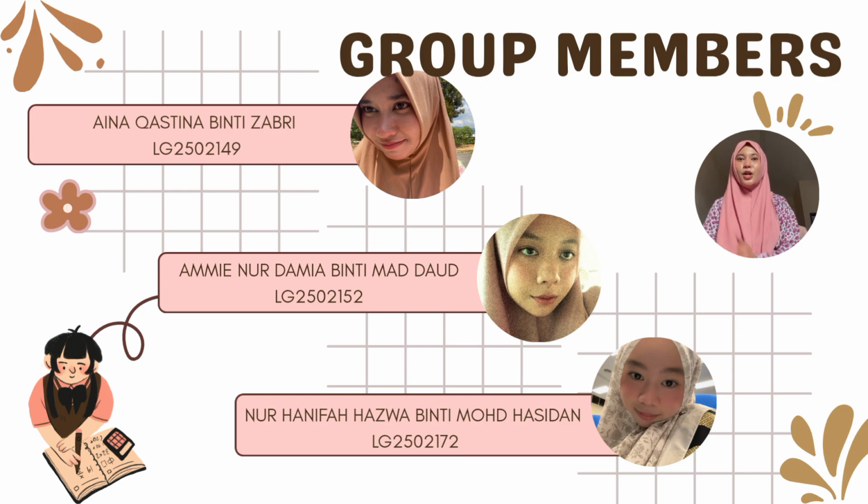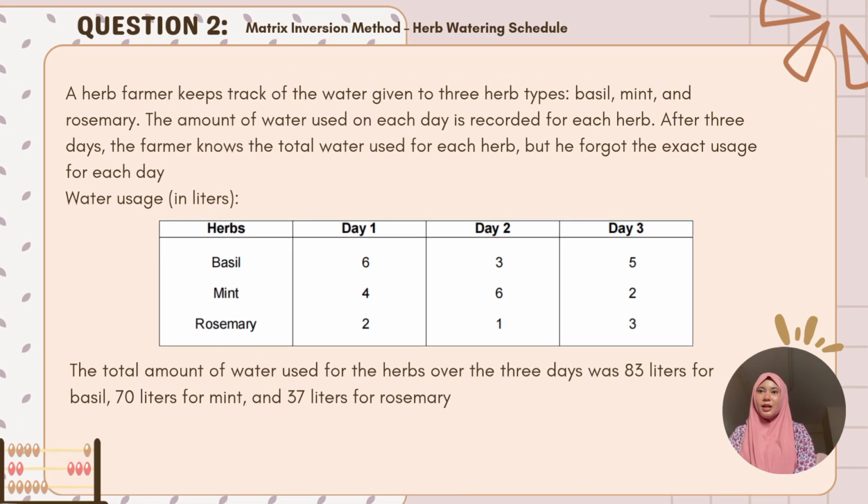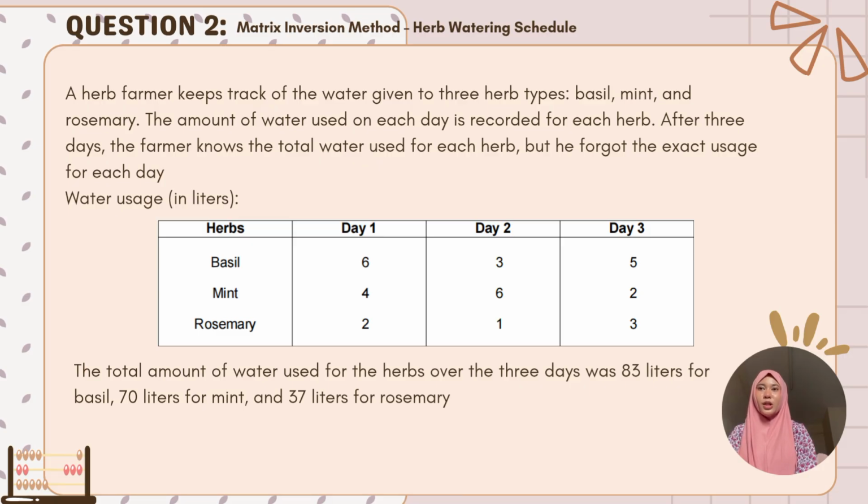Now, let's move on to the question. First, we will read the question. A herb farmer keeps track of the water given to 3 herb types: basil, mint, and rosemary. The amount of water used on each day is recorded for each herb. After 3 days, the farmer knows the total water used for each herb, but he forgot the exact use for each day. Now, let's read the table.